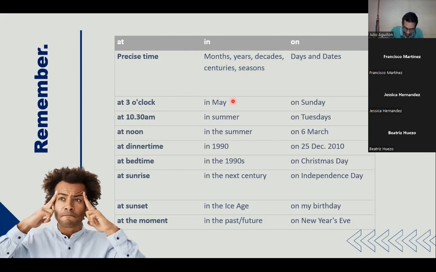For example, in May, en mayo, in summer, en verano, in the summer, en el verano, in 1990, en 1990, in the 90s, en los 90, in the next century, el próximo siglo, in the ice age, en la era de hielo, in the past, en el pasado, in the future. Okay, so here we have some common examples using in. Remember, recordémonos, meses, años, décadas, siglos, and temporadas. Okay, so any question, preguntas?